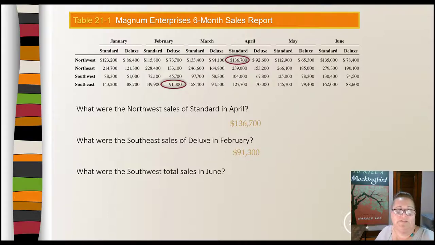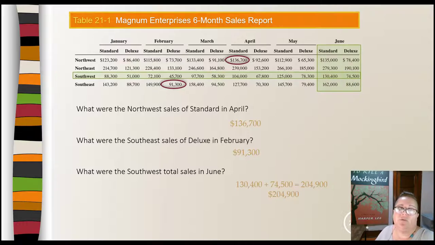Now, there's a third question here, and it is, what is the Southwest total sales in June? So I'm going to look at the Southwest row, and I'm going to find June. And this time we're not distinguishing between Standard or Deluxe. We want the total. So I'm going to look at both of those numbers, the 130,400 and the 74,500, and I'm going to add them together for a total of 204,900. And that's how we would read a table.